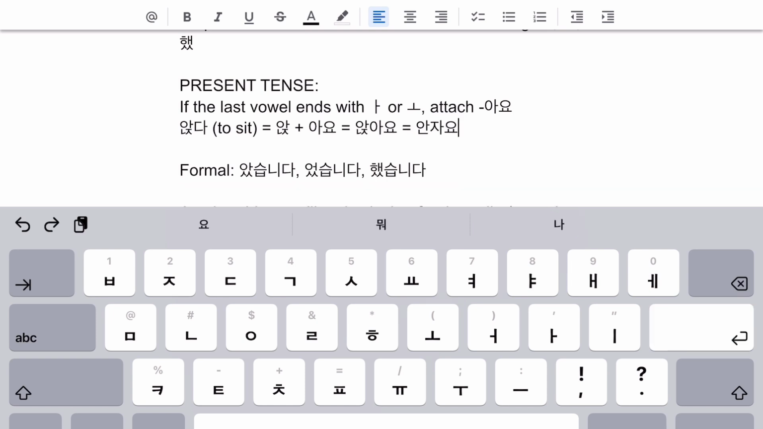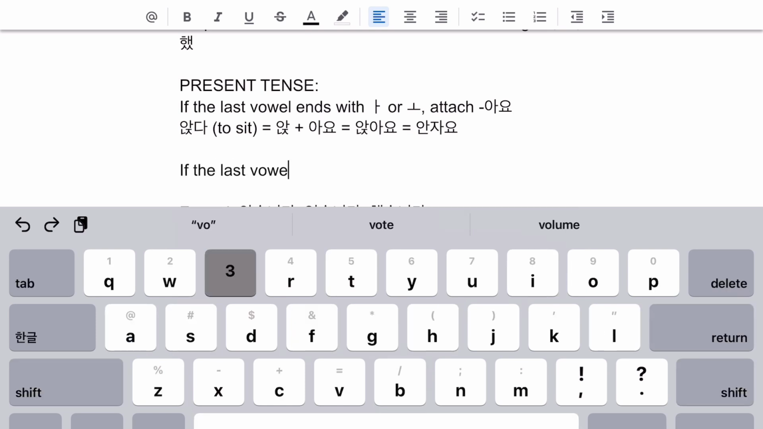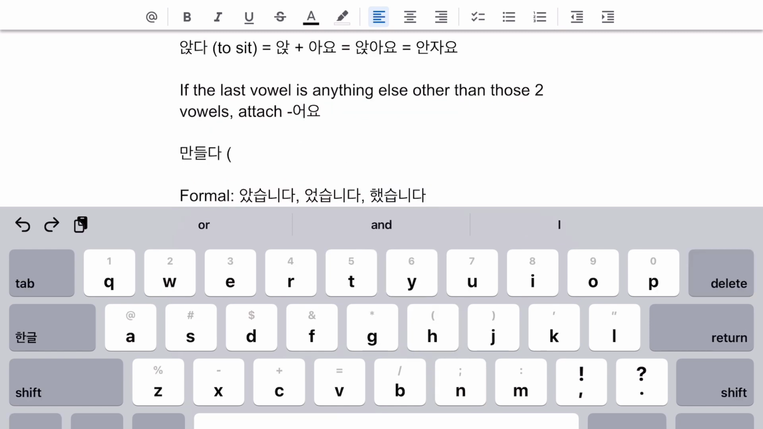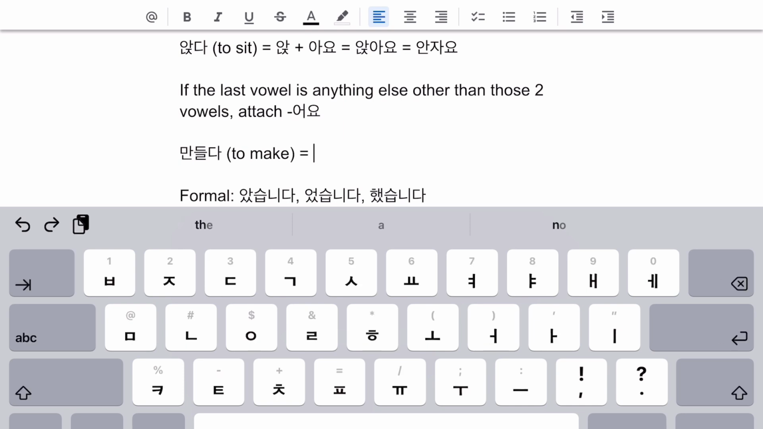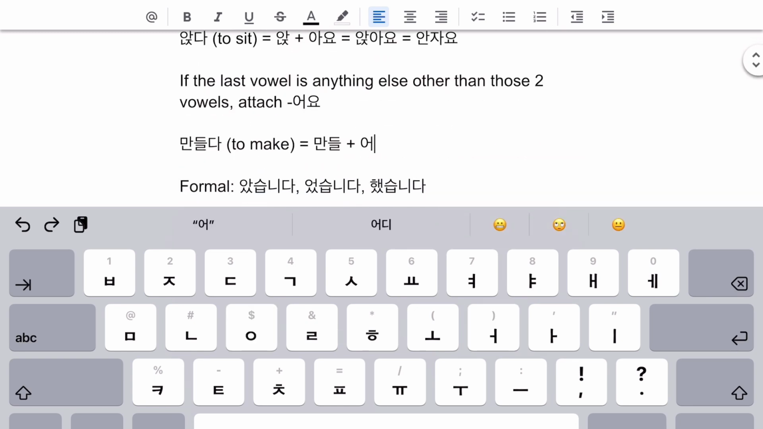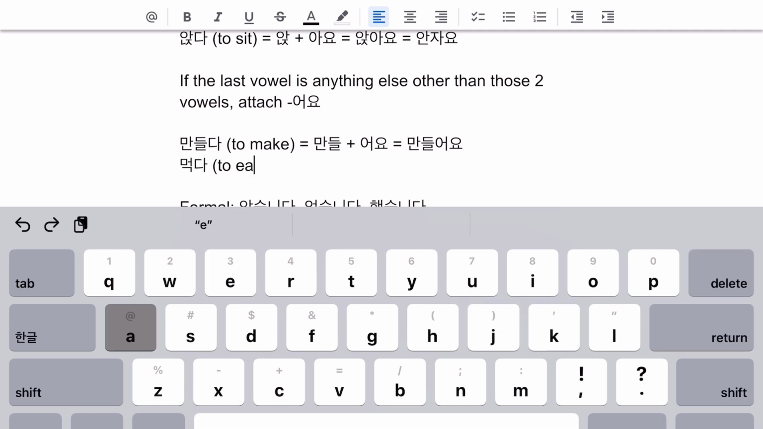Anjayo. And then if the last vowel is anything other than a or o, we're going to attach oyo. So this word 만들다 means to make. Take off the da first, get the verb stem, 만들. If we're looking for the last vowel, it's going to be that right there, not the L, but the one above it. So is not a or o, right? So we need the oyo ending. 만들 oyo, 만들어요.